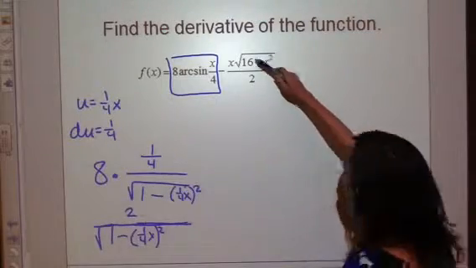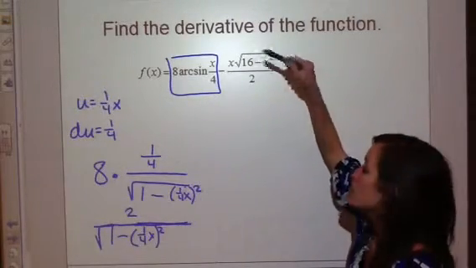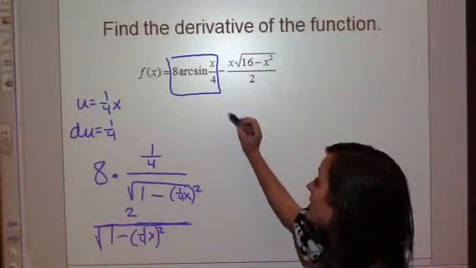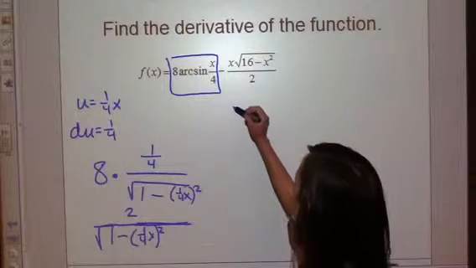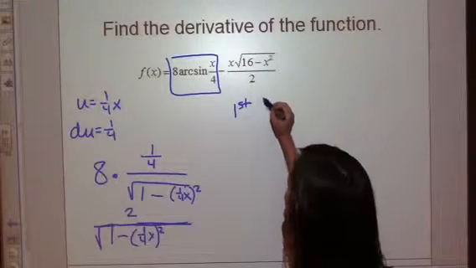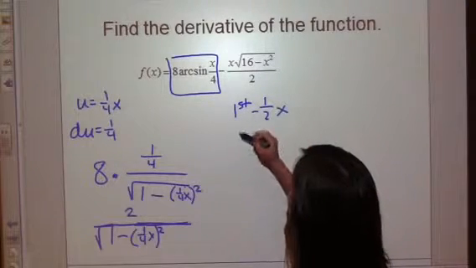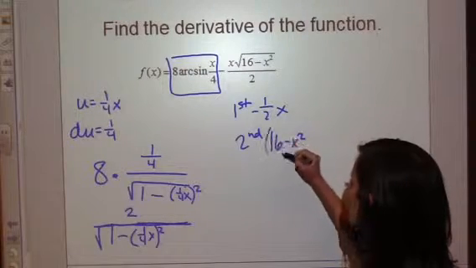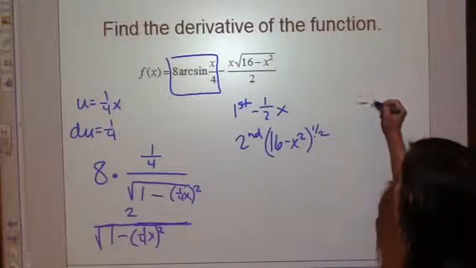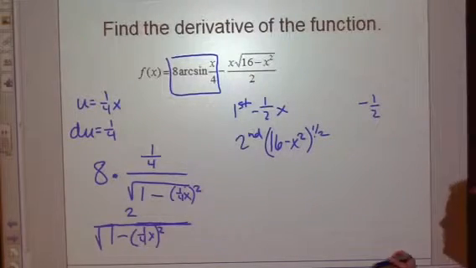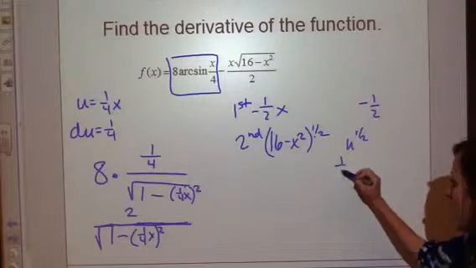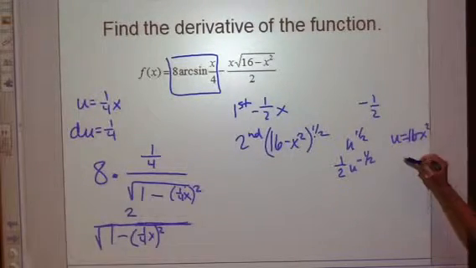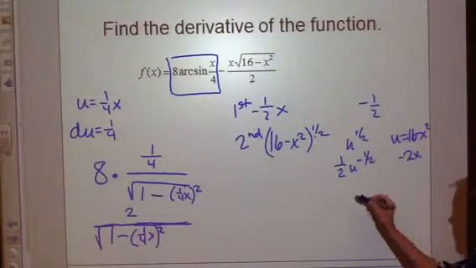Okay. This back part, we have x times that quantity, so we're going to have to do the product rule. I'm going to put that as a half x. So I'm going to say my first is a negative half x. My second is 16 minus x squared to the half. So derivative of the first is negative half. Derivative of this, you have to use u. So we get a half u to the negative half. Derivative of u is negative 2x. So we're going to multiply.